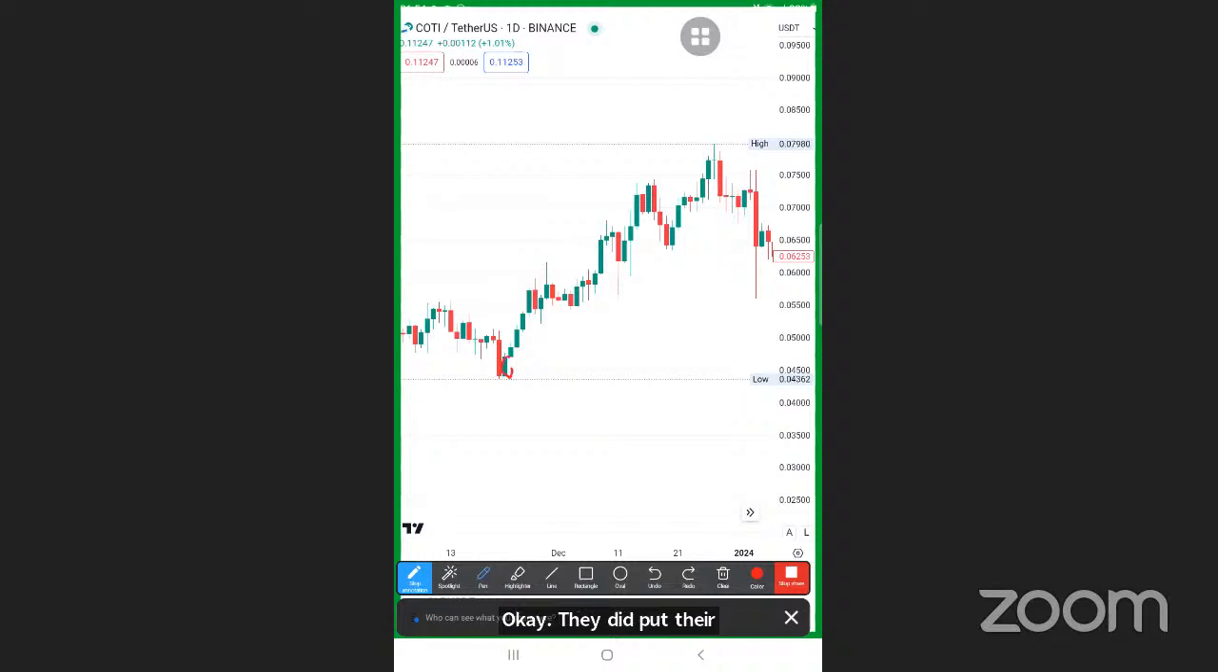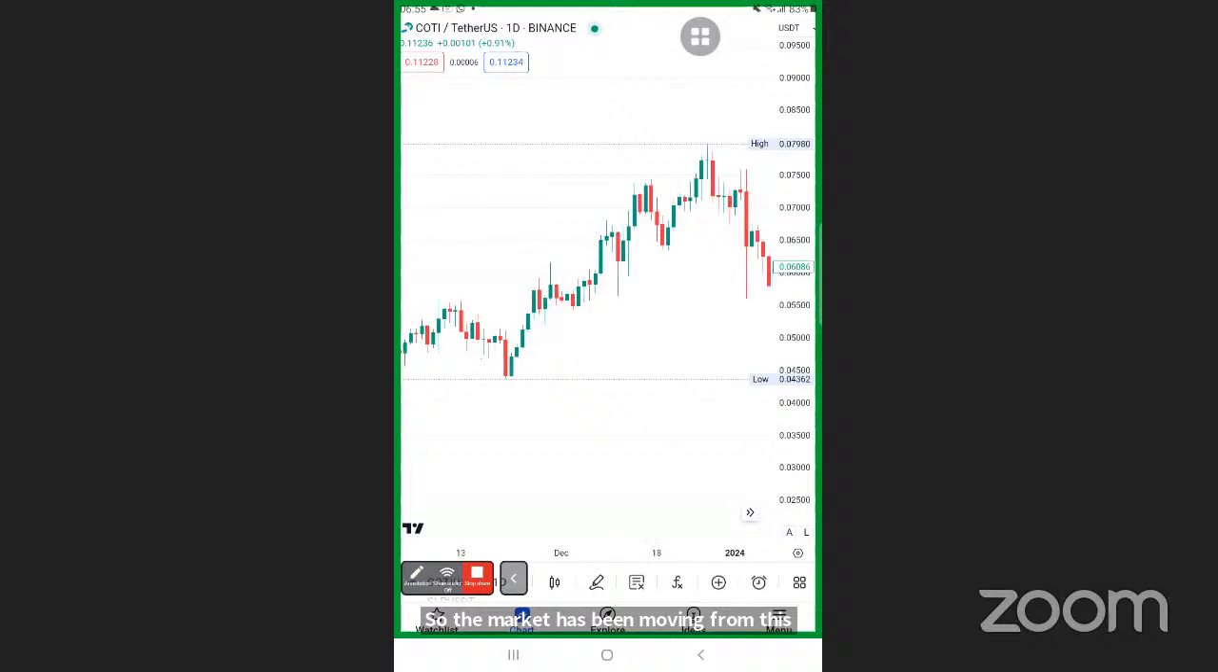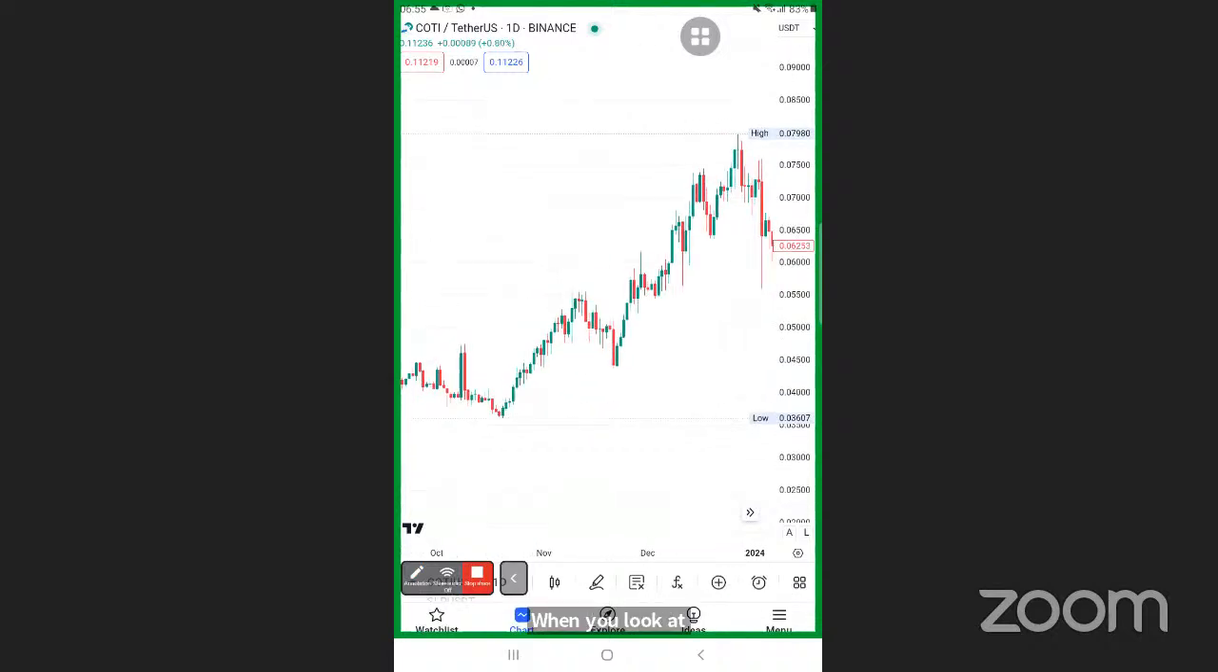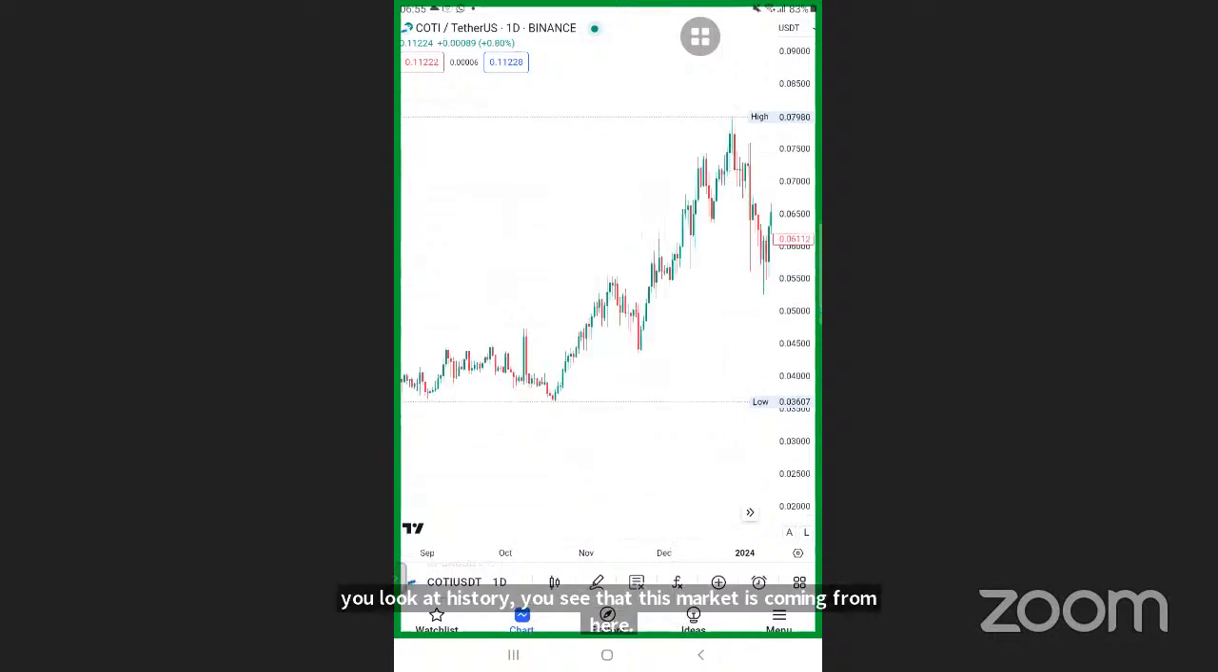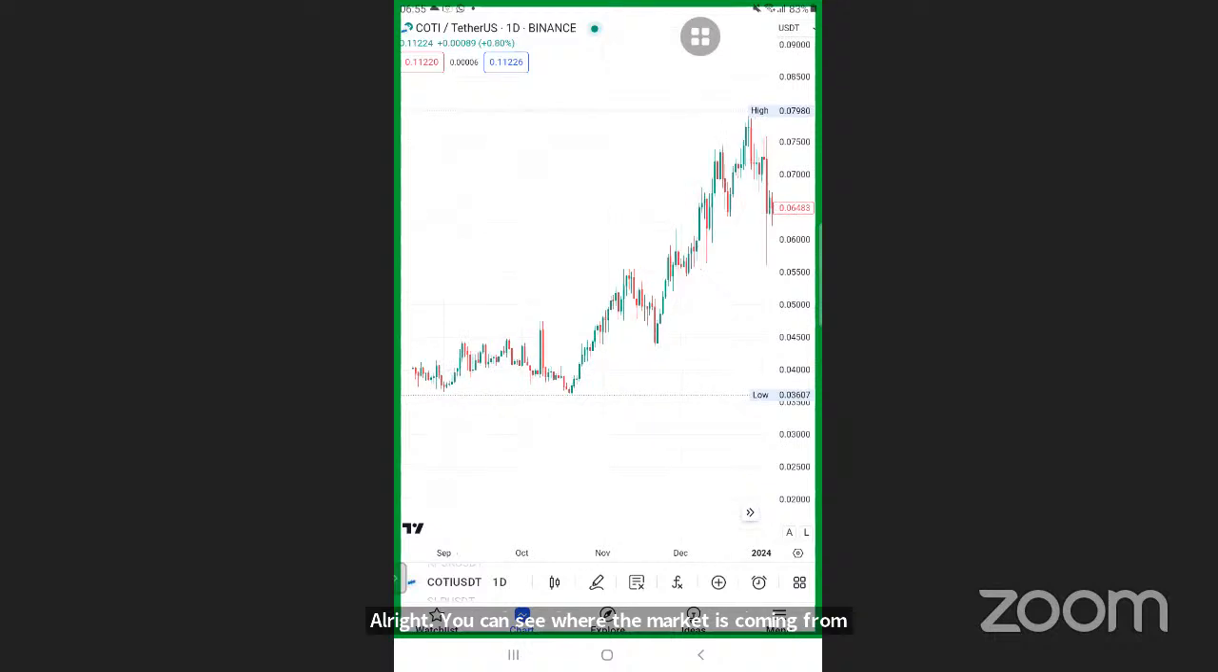So you can see this candle, and this candle, the way they formed, they are giving us a portrait of the three white soldiers, as you can see how they are building up, going to the top. So the market has been moving from this point. Actually, when you look at history, you will see that this market is coming from here. That's where the market is coming from. You can see where the market is coming from, right?